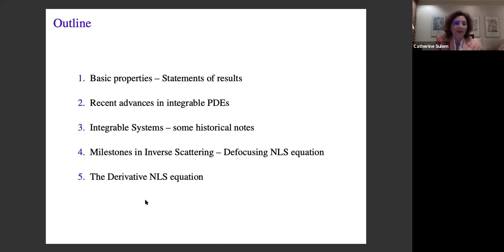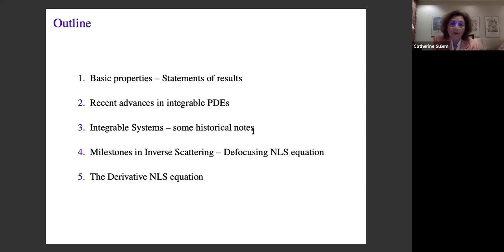Okay, so this is the outline of the talk. First, I will present the basic properties of this equation, and also the statements of our results. And to put this statement a little bit in perspective with the recent development, I will also present a number of recent advances in integrable PDEs and how these techniques of PDEs and inverse scattering have been combined successfully. Then I will go back a little bit in time and give some historical notes about integrable systems to see how questions moved, how progress was accomplished.